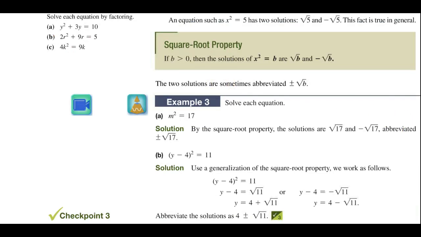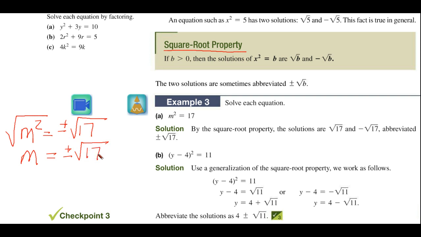Now, another property that we're featuring here as we go into example 3 is what we call the square root property. And if we have something like this, m squared equals 17. Now, when we have something like this, to solve for m, we just take the square root of this side, and that will give us an m. But to ensure that we get two answers, we have to go plus or minus the square root of 17 on the other side. And that is our solution.